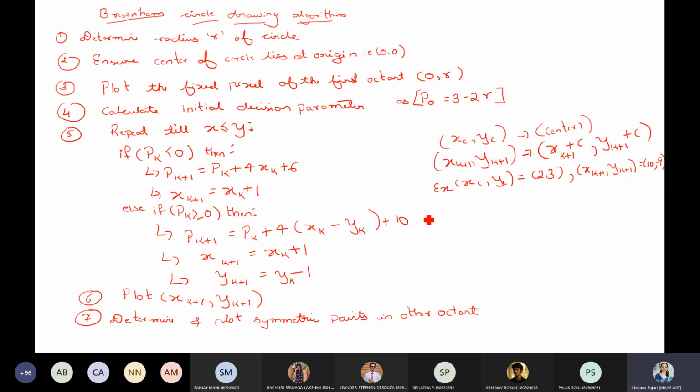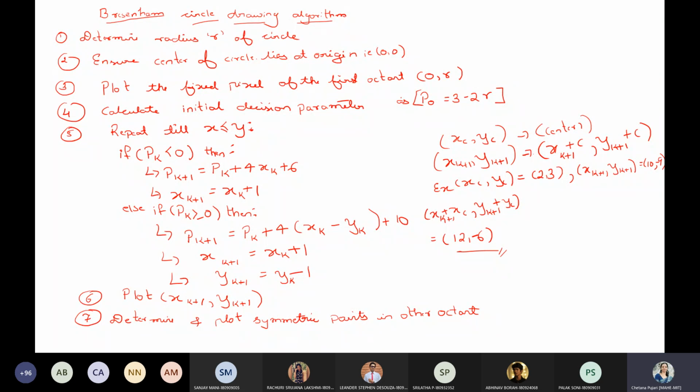If this is the case, then xk plus 1 plus xc, yk plus 1 plus yc will be equal to 12, minus 6. So you can get the plot like this. For the algorithm, we are assuming that the center point is 0, 0. But if the center point is other than 0, this is how you can get the points. You just have to add xc and yc. That is the gist of this algorithm. Then we'll try to solve one problem based on this.